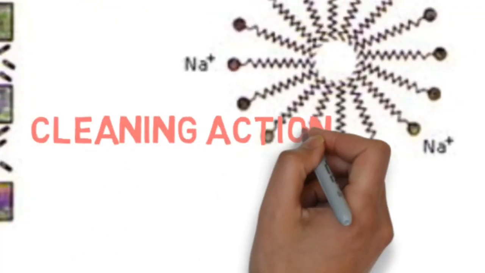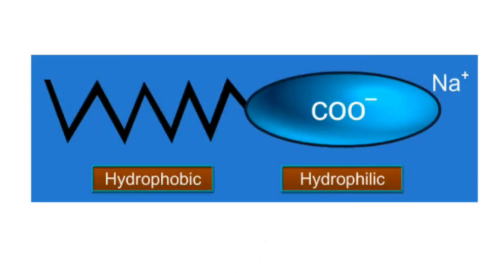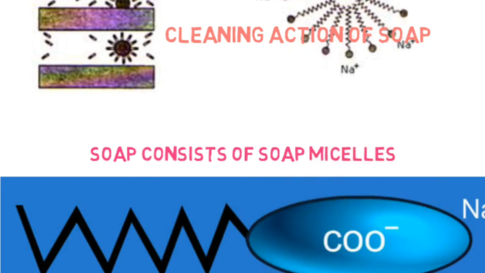Hi, today we are going to discuss the cleaning action of soap, that is how soap helps in cleaning the dirt from the body or from any substance. Soap is defined as sodium or potassium salts of long chain carboxylic acids. One soap molecule you can see in the figure has a head and a tail. The head has charges and the tail does not have charges, as you can see in the figure.